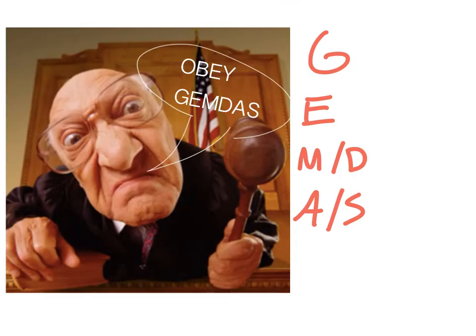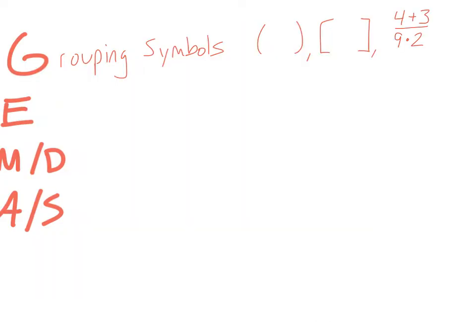Here we go. Obey GEMDAS. What is GEMDAS? Well, we're going to find out. Alright, so G, grouping symbols. This is where the P went, usually, right? PEMDAS. Well, the problem is, we got to obey grouping symbols first. We got to do what's inside the grouping symbols first. And parentheses are not the only example of grouping symbols. However, they are an example of grouping symbols. But we also have brackets. And then we also have, and I got a circle here, the fraction bar. We use the fraction bar as a grouping symbol also. So G, GEMDAS, grouping symbols.